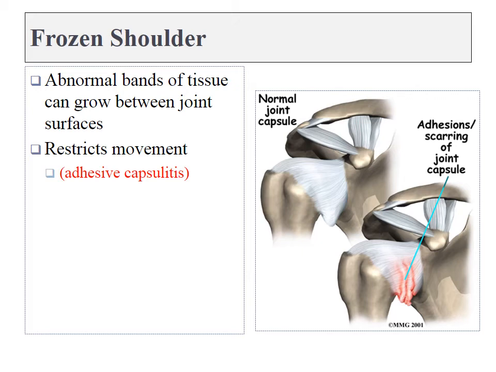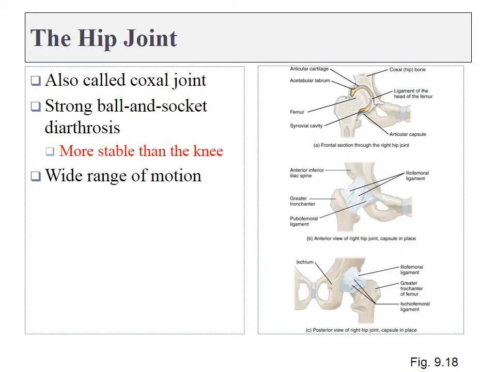So when people have injuries to the dense regular connective tissue of the shoulder, this can lead to adhesive capsulitis, or frozen shoulder. It reduces the range of motion of the shoulder. Next up is the hip joint, or the coxal joint.